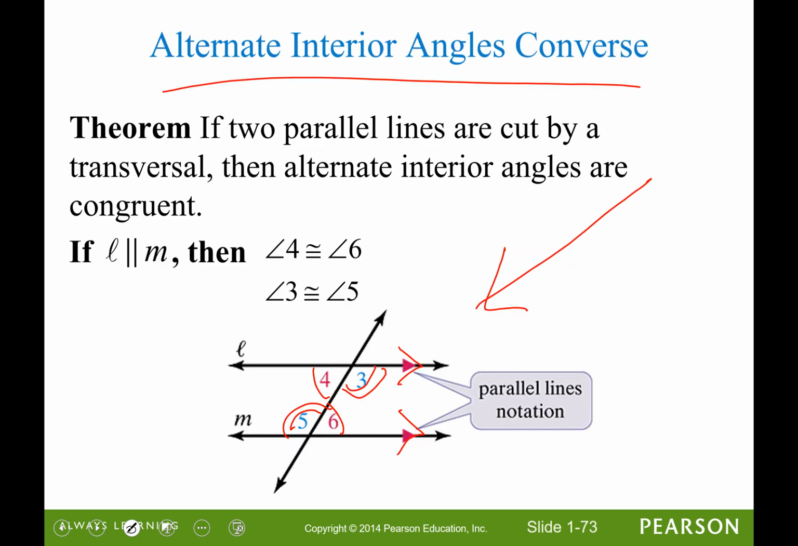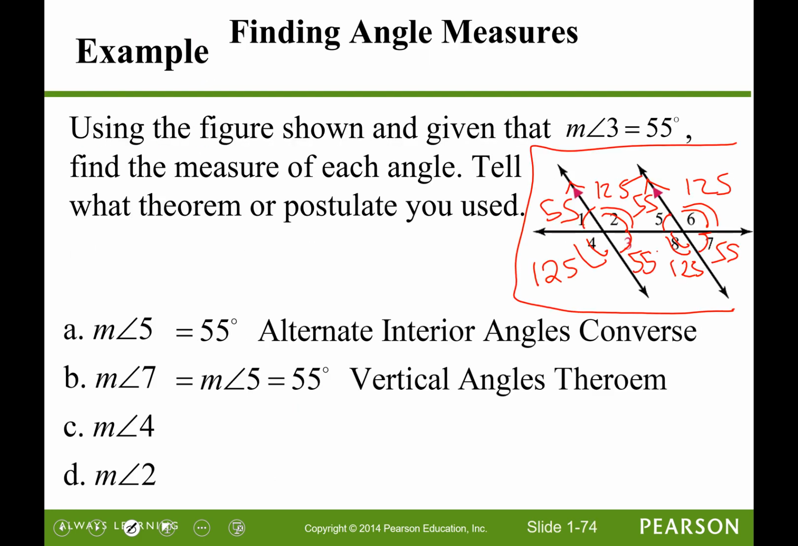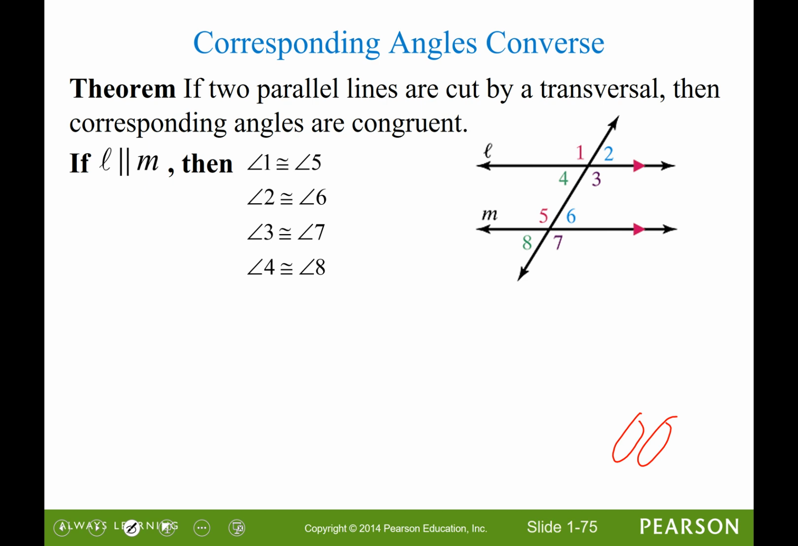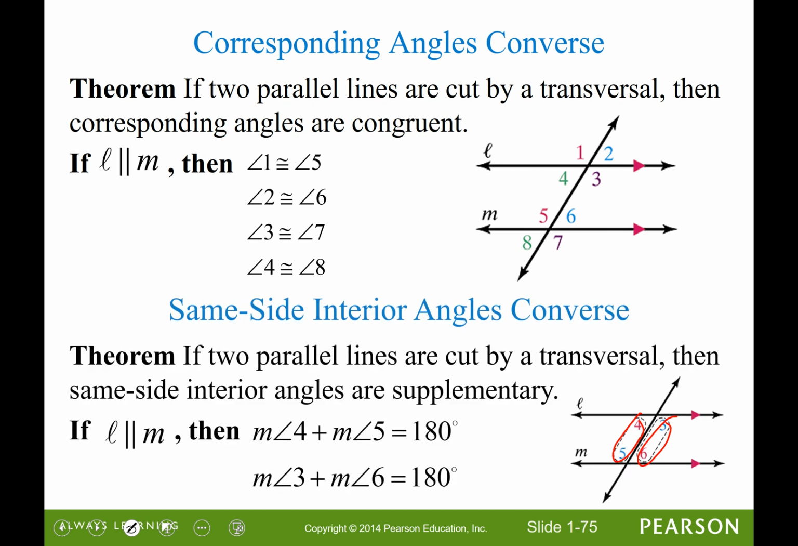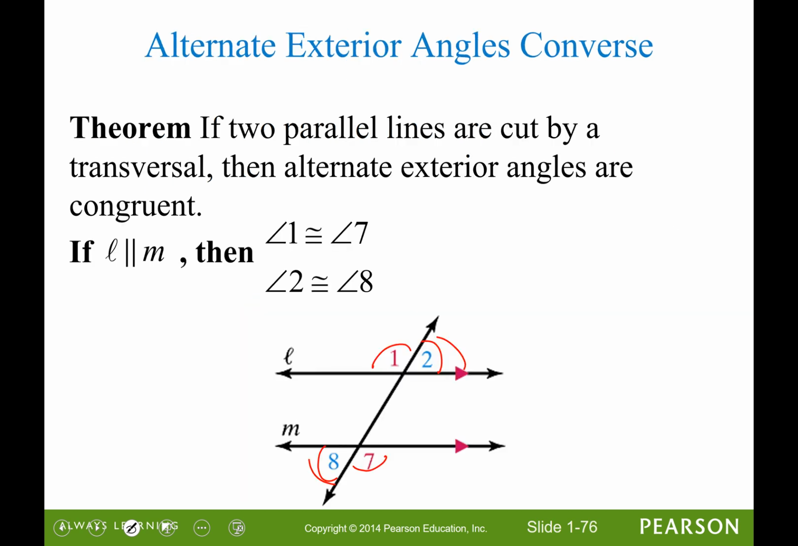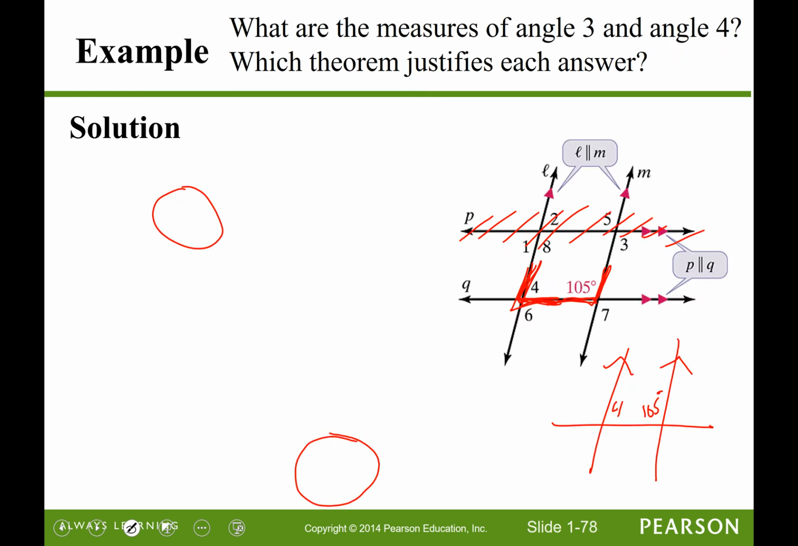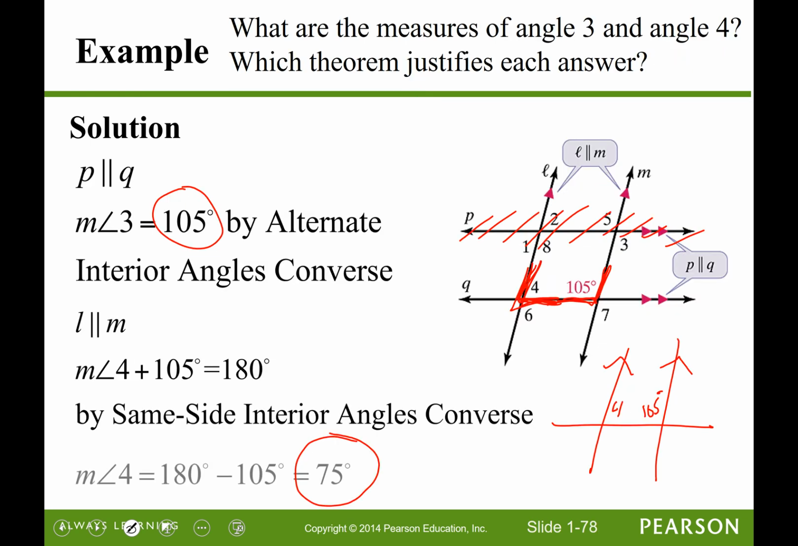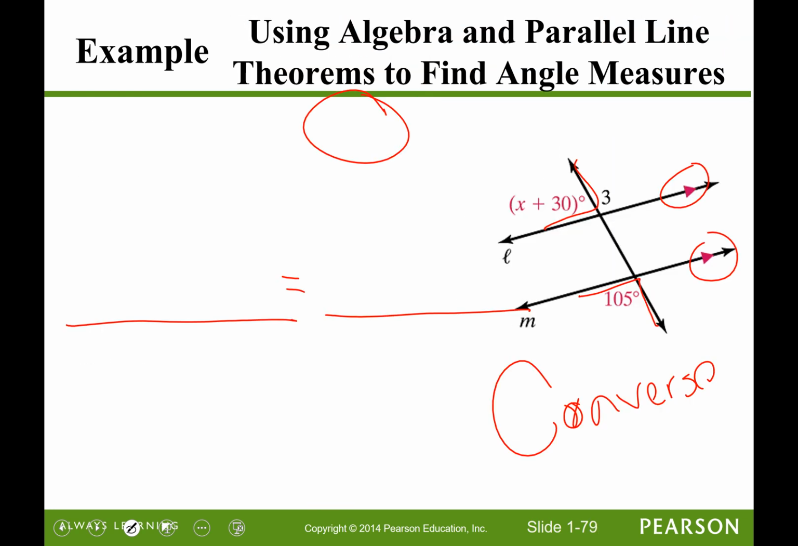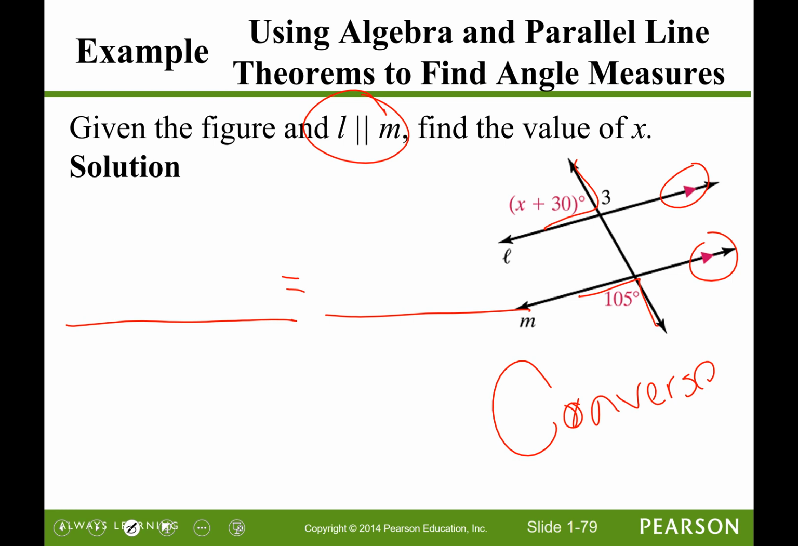We've got alternate interior. We've got corresponding. We've got same side interior. We've got alternate exterior. But no same side exterior. That's really the only theorem we don't have, for the relationship between these two angles.